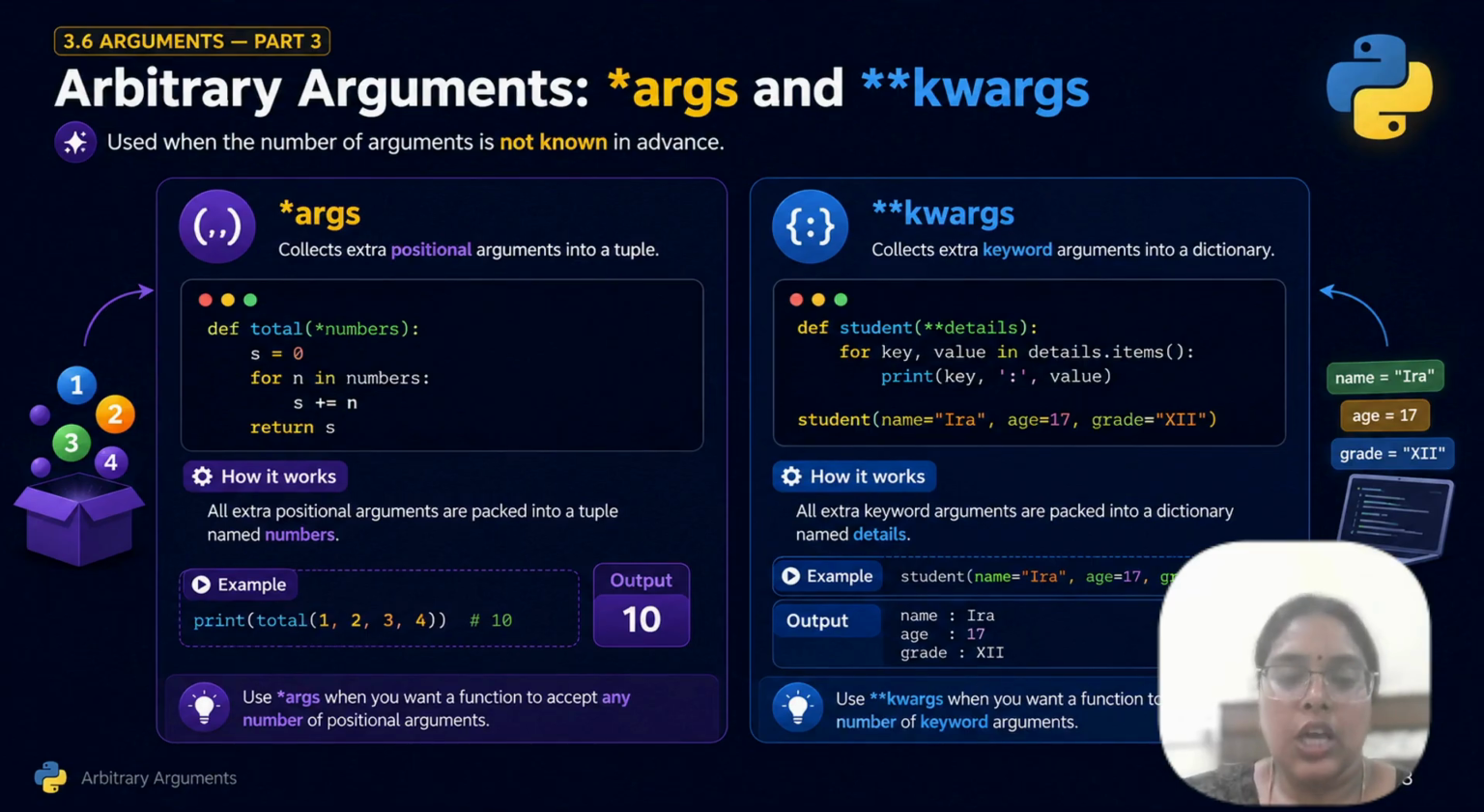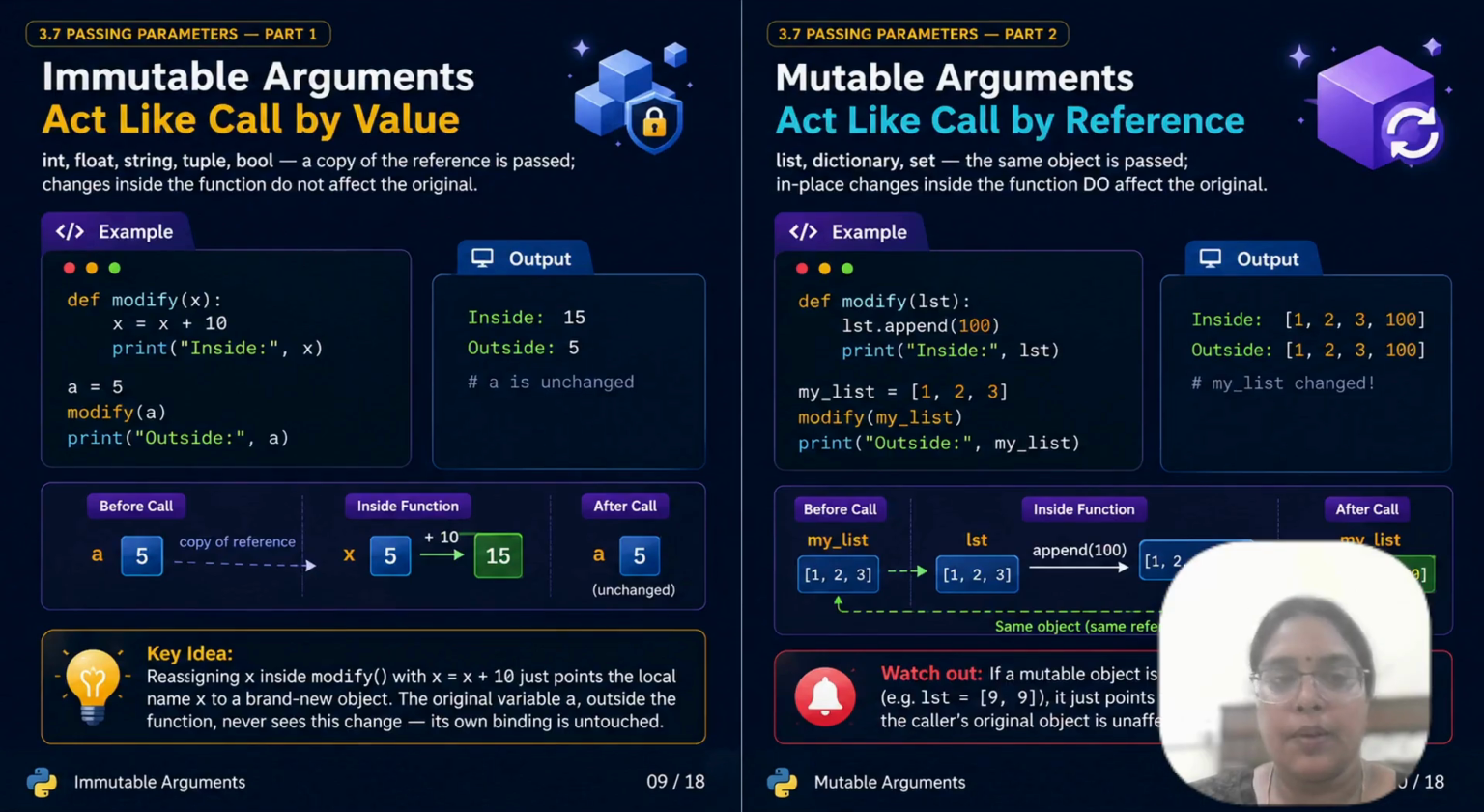You have to use star args when you want a function to accept any number of positional arguments, whereas double star kwargs when you want a function to accept any number of keyword arguments.